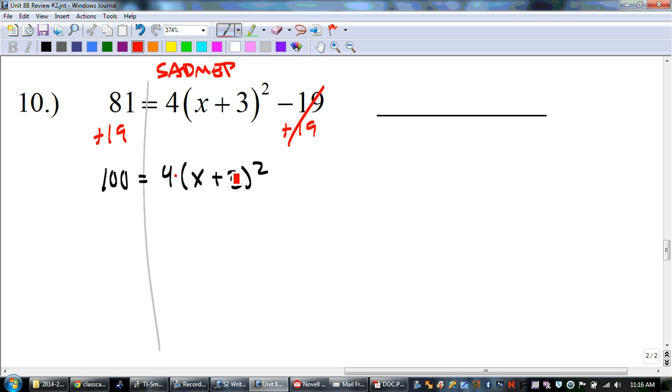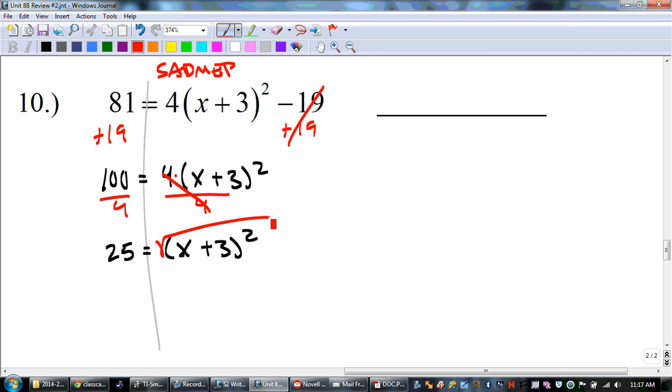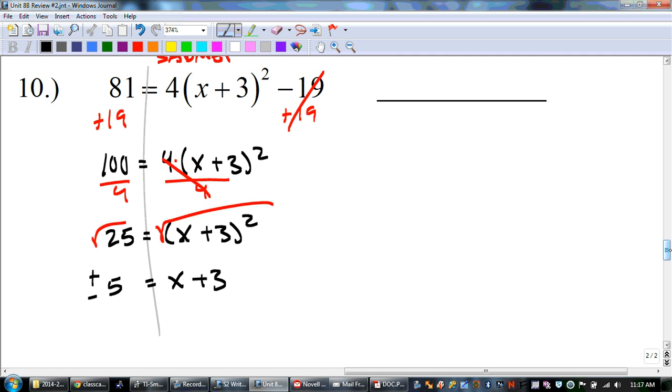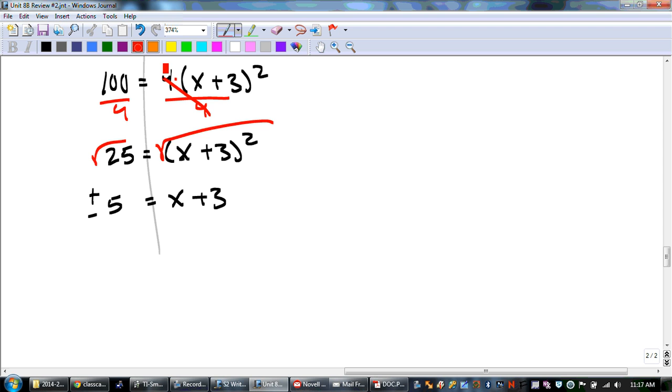Next, I want to get rid of that 4. It's multiplying. The opposite of multiplication is division. 100 divided by 4 is 25. X plus 3 quantity squared. To get rid of the square, or the exponent, I take the square root. So we get plus or minus 5 equals x plus 3. And now the last thing we have to do is subtract 3 to both sides.